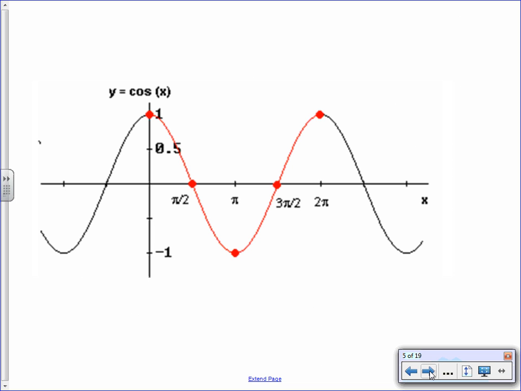Same thing here with cosine. If I start here at 0, we begin to repeat our pattern at where? At 2 pi. So, the cosine also has a period of 2 pi.